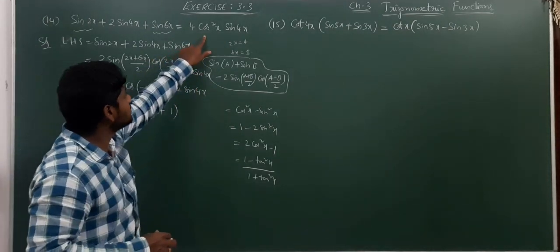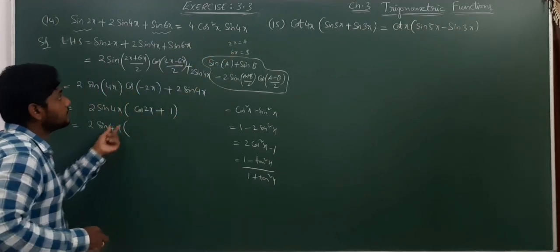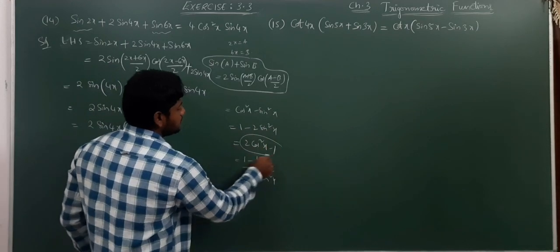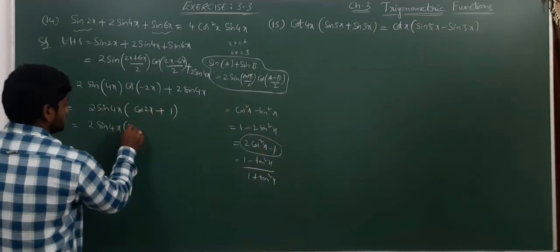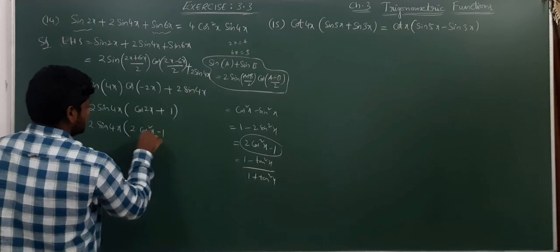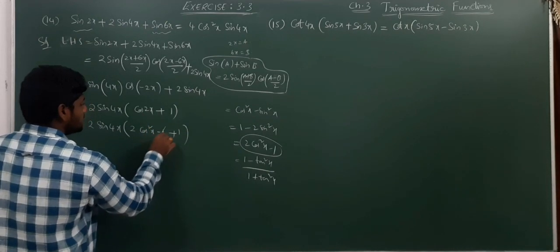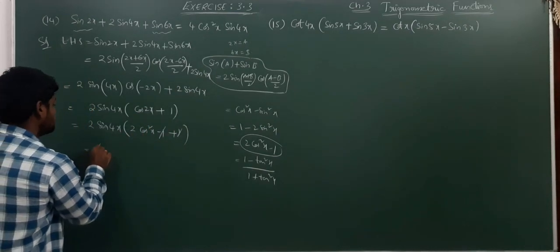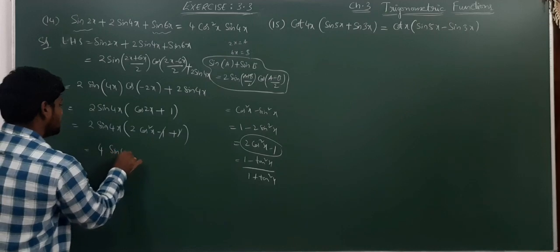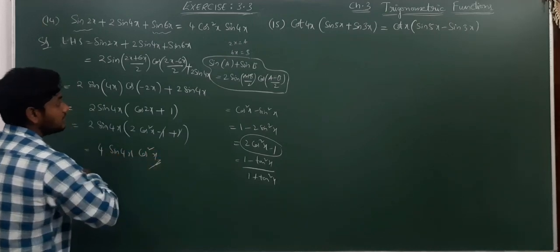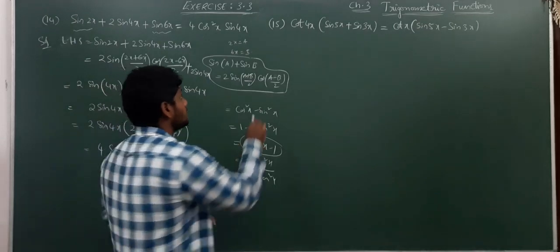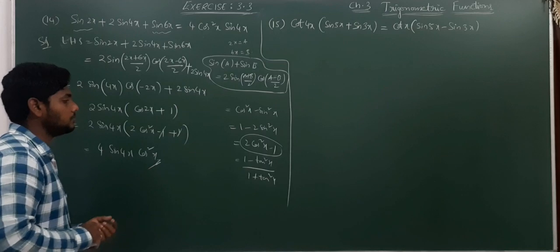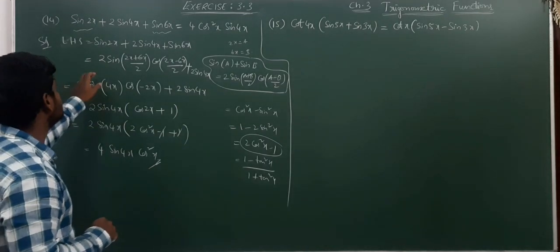The RHS. If you observe the RHS, sin 4x we already kept. We need a cos square x. In which formula is cos square x there? This one, we need to substitute. So cos 2x equals 2 cos square x minus 1, and again plus 1, so minus 1 plus 1 cancel. That's why we need to take this formula. So 2 into 2 is 4 sin 4x into cos square x, which is our RHS part. Like this, based on our requirement we need to choose the formulas and substitute. So this is question number 14.